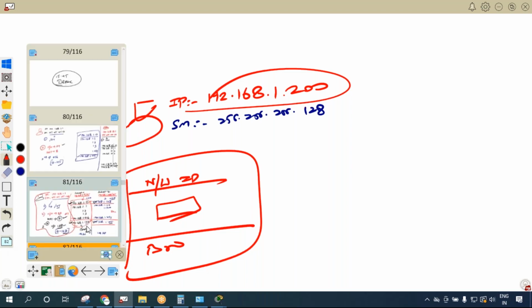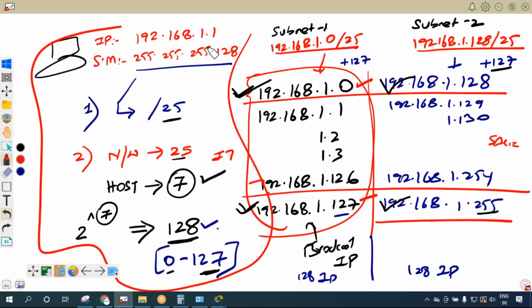You will do the same thing. You will first put 192.168.1. and then /25. You should remember, 0 to 127 is the first one and 128 to 255 is the next one. So 1.200 comes here. This is the network IP and this is the broadcast IP. 1.128 is the network IP and 1.255 is the broadcast IP.